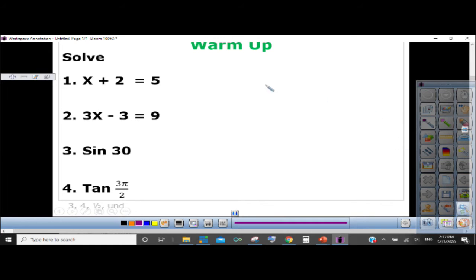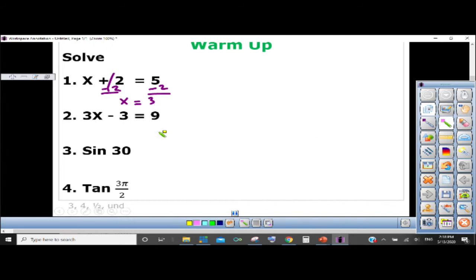Okay, that's good. So I basically have to subtract 2. And that is going to give me x equals 3. And that's the answer for the first one.